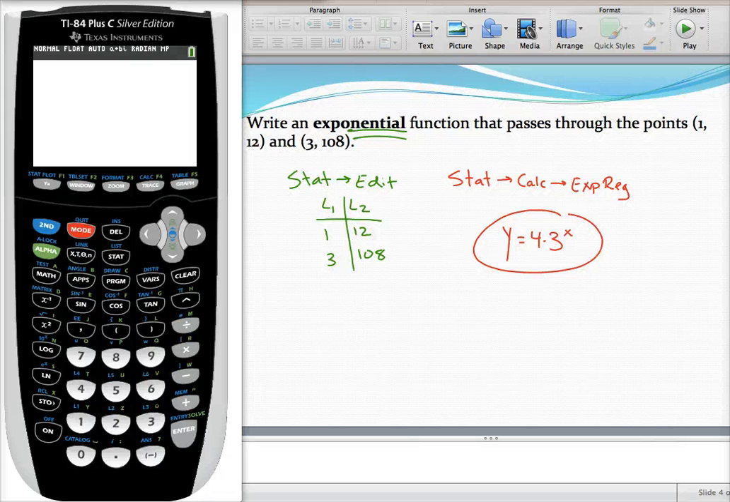Let's take a look at how we can use our graphing calculator to write an exponential and a power function. So I'm going to start with an exponential function. They've given me a couple points to use. You may remember doing regressions in a previous unit. We're going to do a very similar thing for these problems.